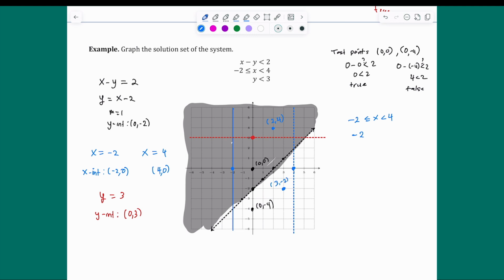3, negative 2. All right, first let's test the point 2, 4. So is negative 2 less than or equal to 2, and is 2 less than 4? That is true. And let's go ahead and test the last point there, 3, negative 2. So this is the point for 2, 4, and this would be the point for 3, negative 2. So let's test it: negative 2 less than or equal to 3 less than 4.